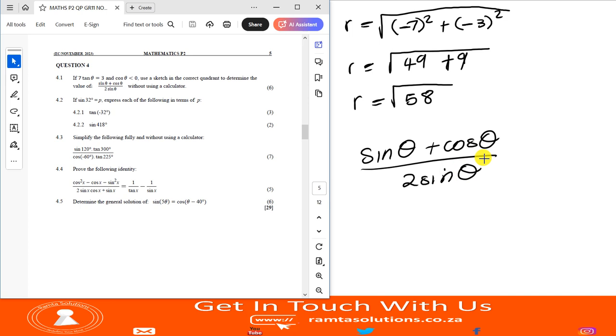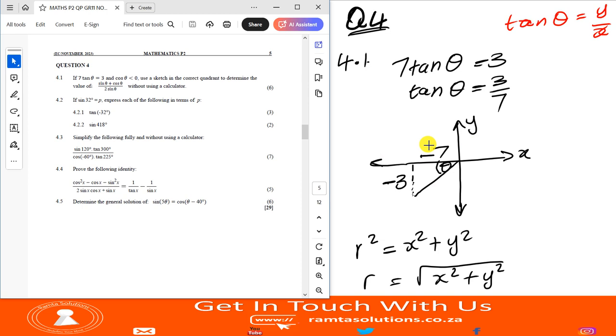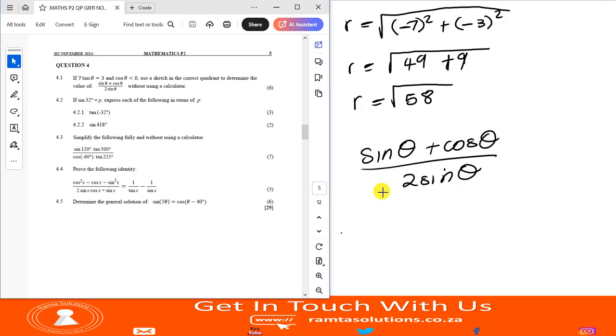So before we proceed, guys, I want you to remember something. This is the first, the second, the third, and the fourth quadrant. In this quadrant, only tangent is positive. So sine and cosine will be negative. So let's see, what is sine theta?